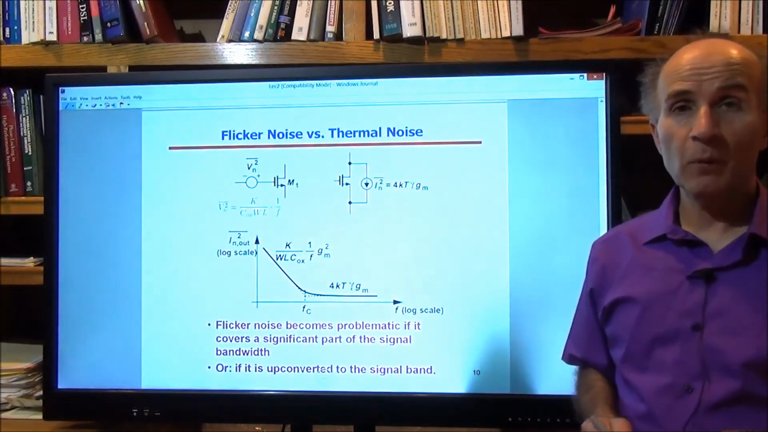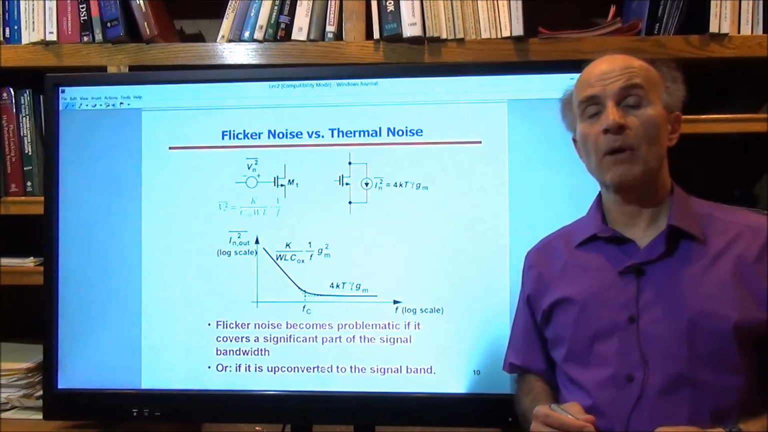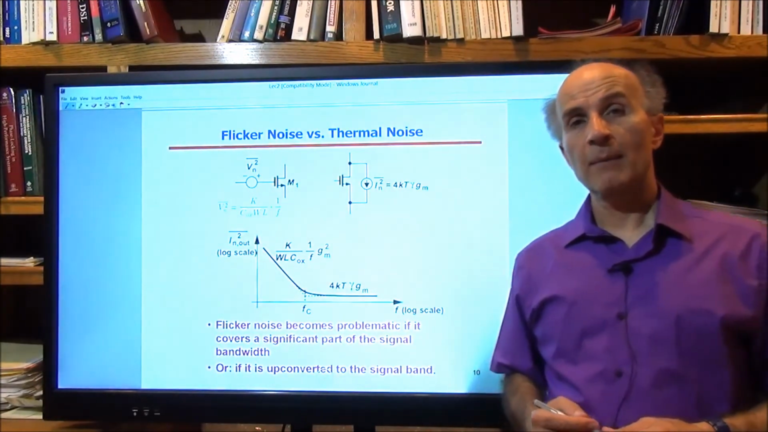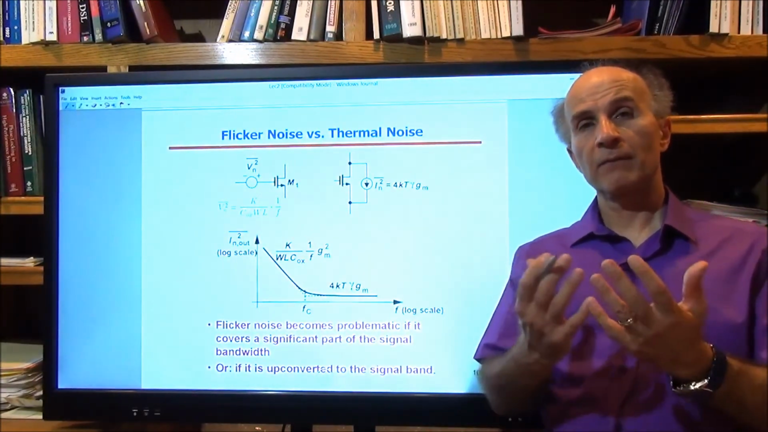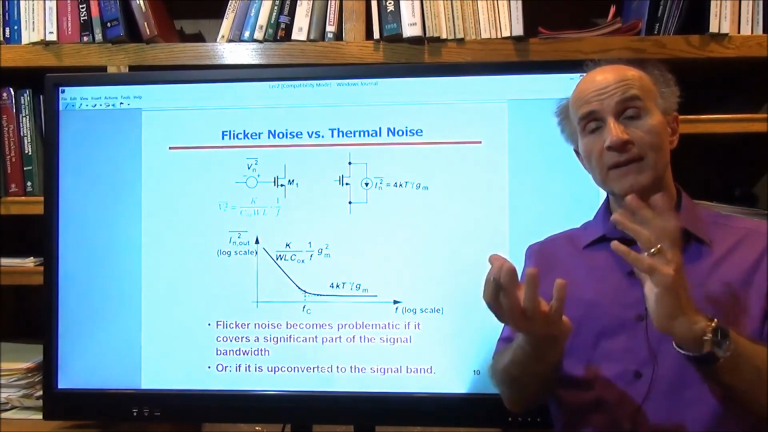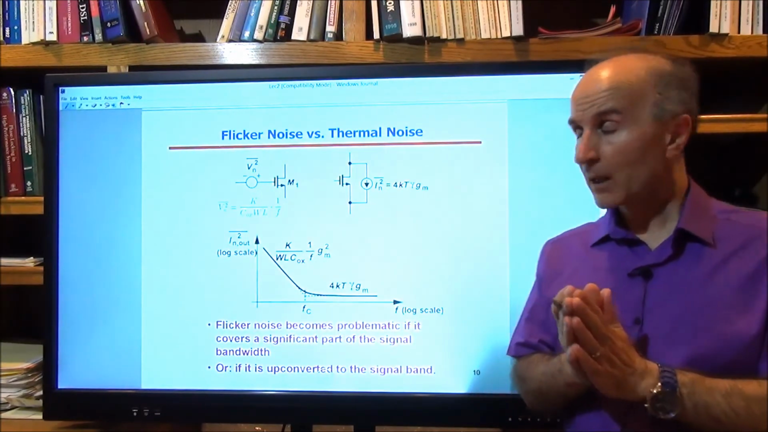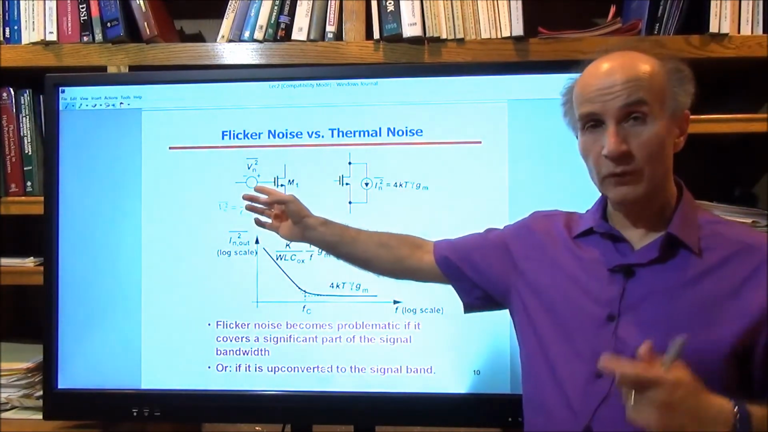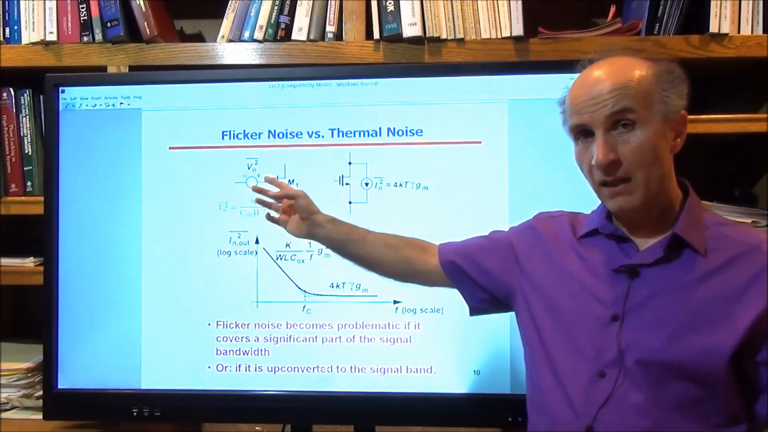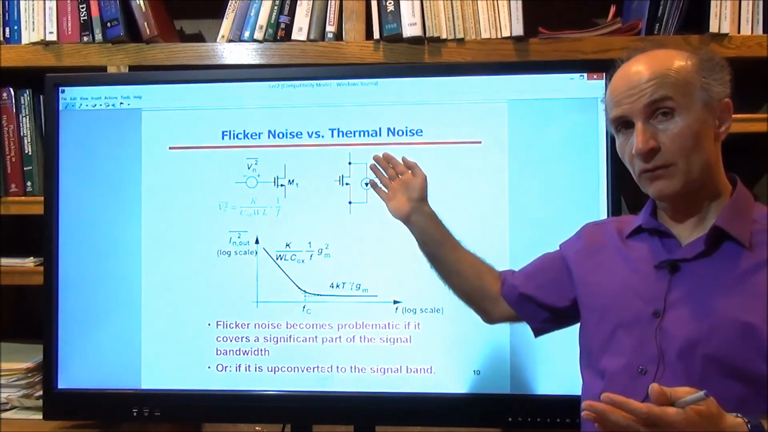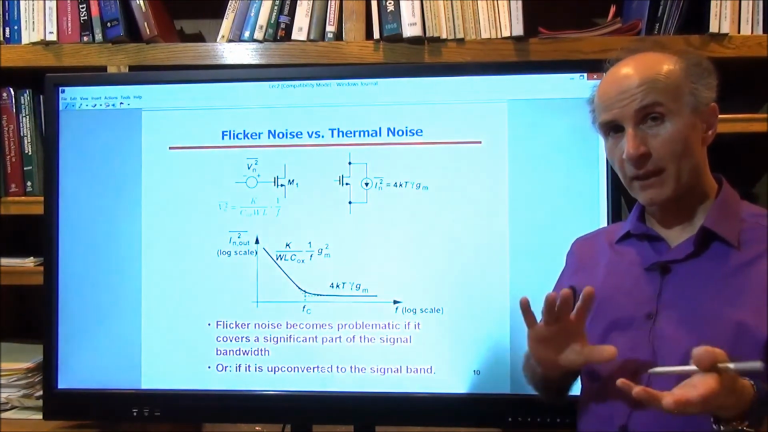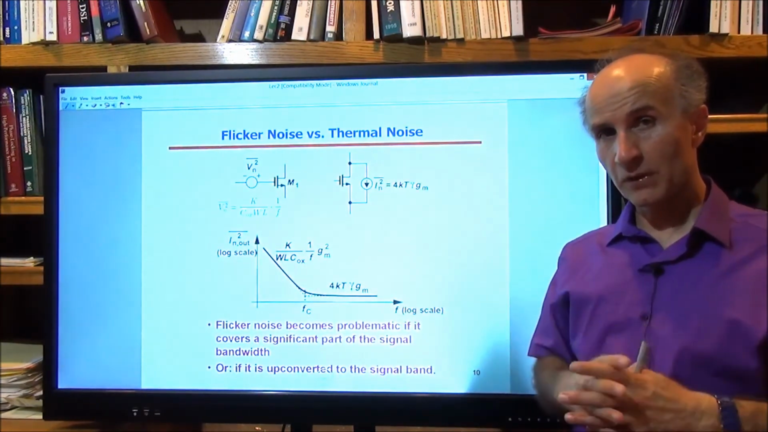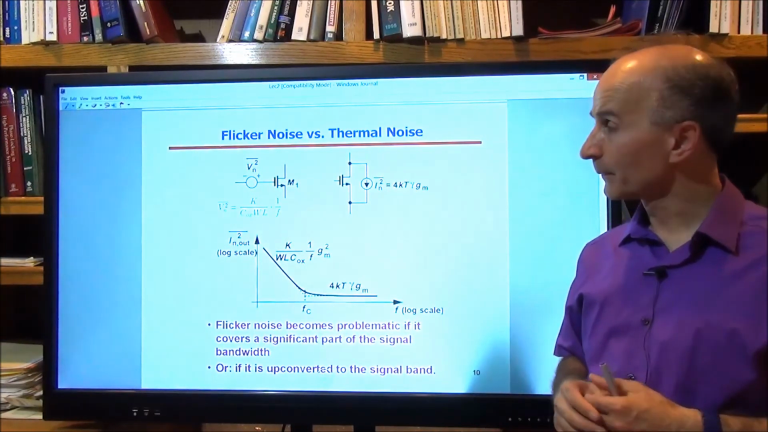Now, we have both flicker noise and thermal noise in a MOSFET, and somehow we would like to have some feel for the relative significance of these two. How do we compare these two? One is a voltage source in series with the gate, the other is a current source in between drain and source. So somehow we have to make these agree with each other in terms of dimensions.